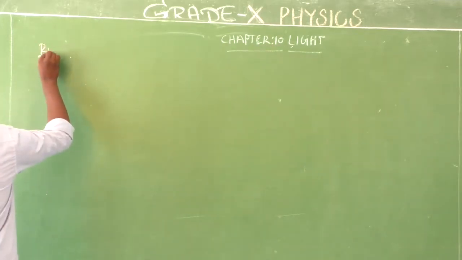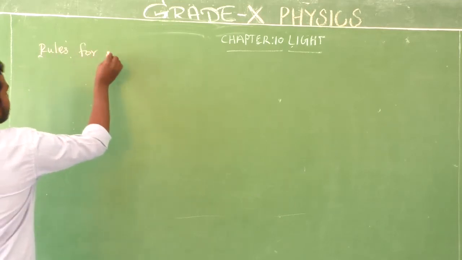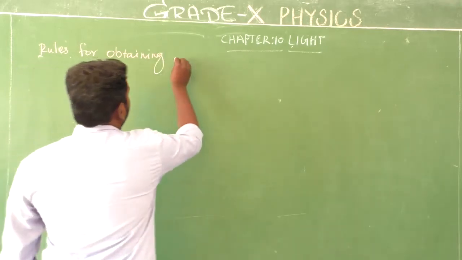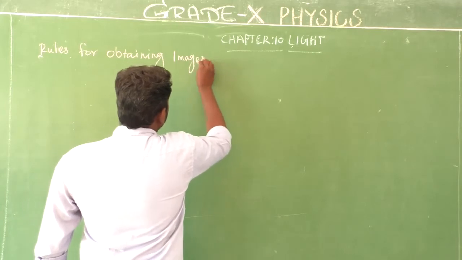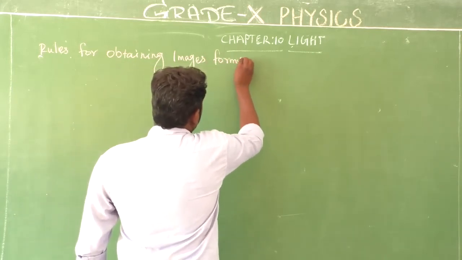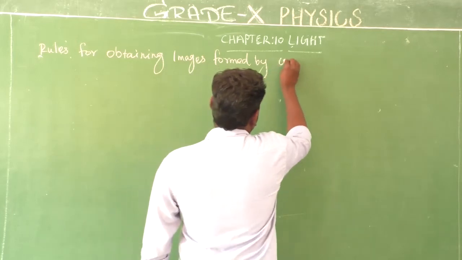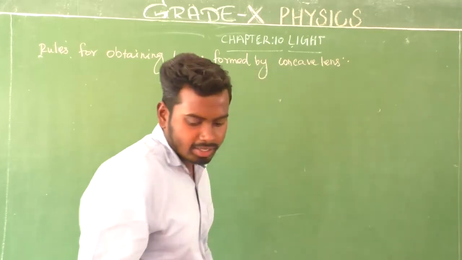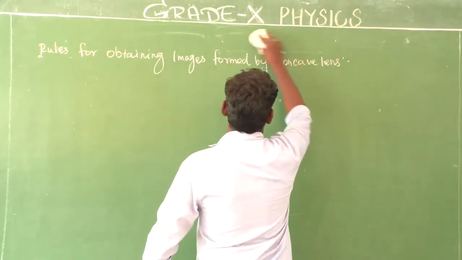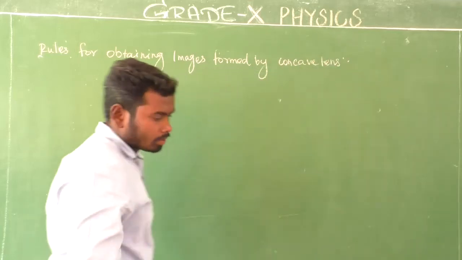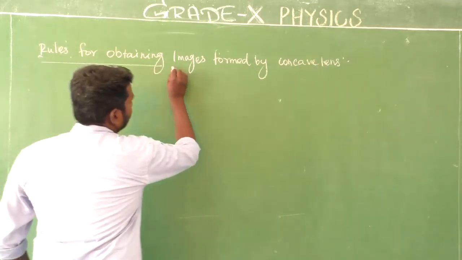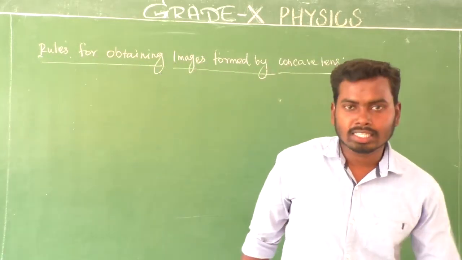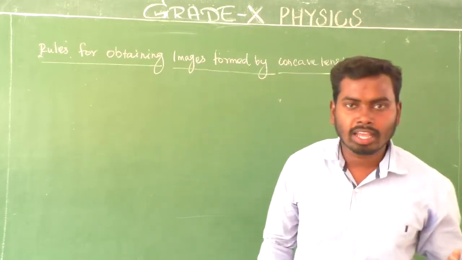Today we start with rules for obtaining images formed by a concave lens. Like the convex lens, the concave lens also has 3 rules, the same 3 rules. We will see them one by one.